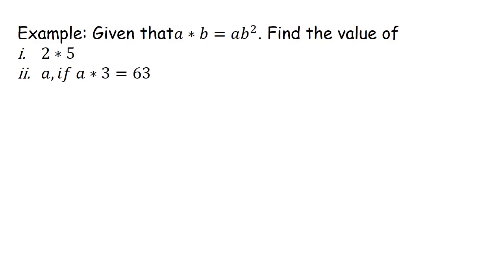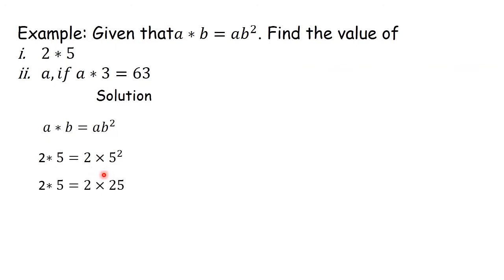We get to another example. Given that a star b is equal to a b squared, find the values of 2 star 5 and the value of a if a star 3 is equal to 63. So we begin by stating our formula. Then 2 star 5, a is 2 and b is 5. So when we substitute, we shall have 2 times 5 squared. 5 squared is 25, so that will give us 2 times 25, and 2 times 25 gives us a 50.